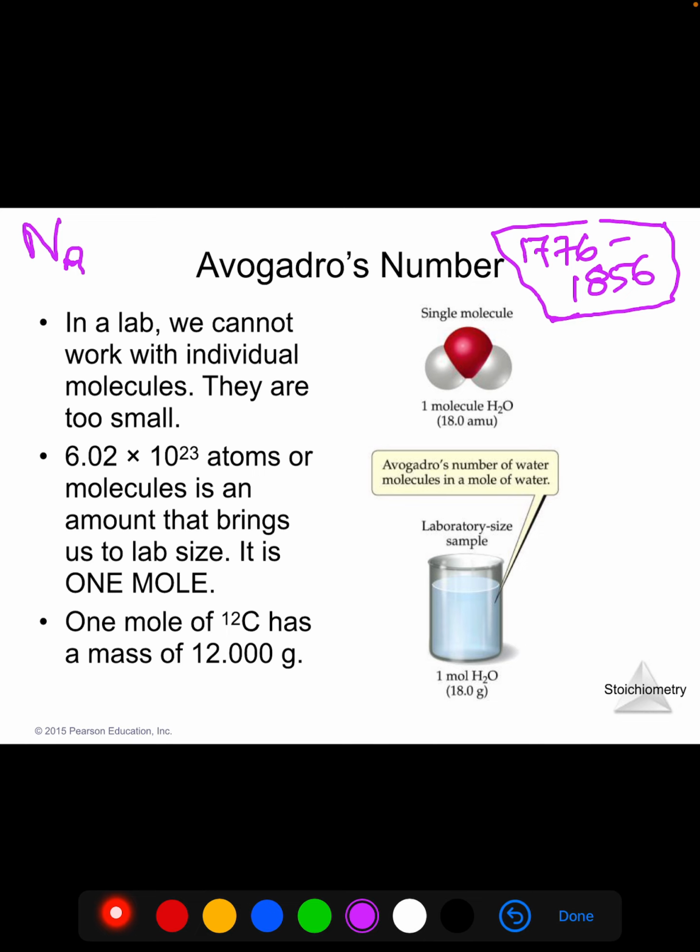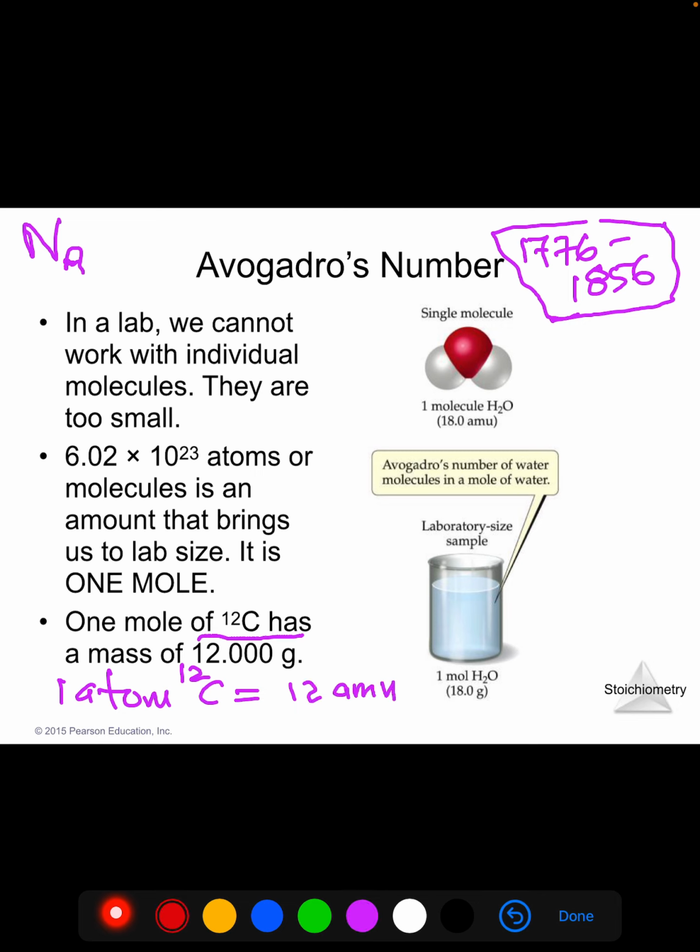And so Avogadro's number is the number of molecules that helps us use measurable amounts of substances. And so those molecular masses, one atom of carbon-12 is how we define our atomic mass unit, and one atom of carbon-12 has a mass of 12 atomic mass units.